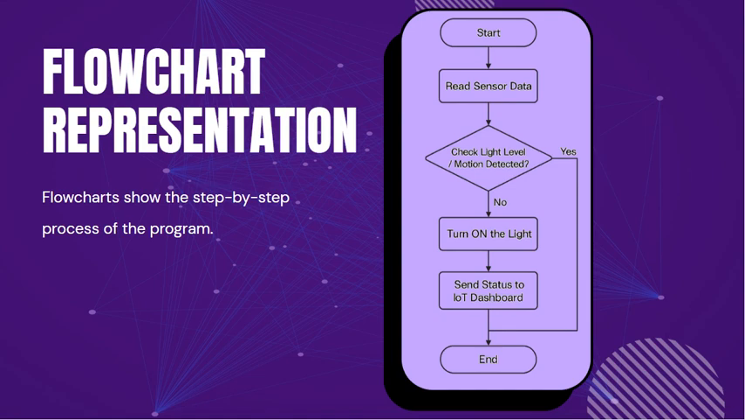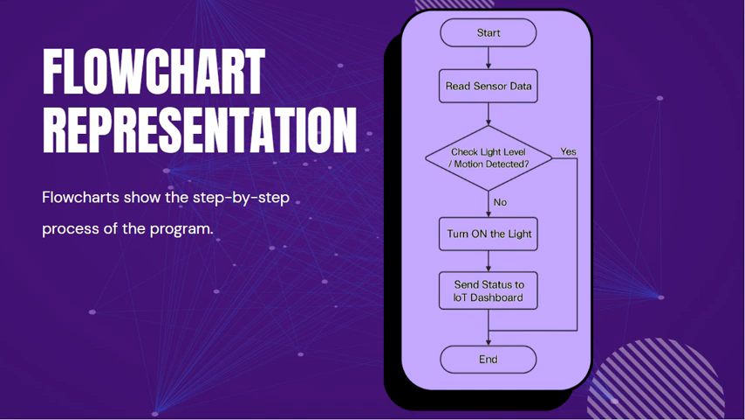So we have here start, read sensor data, check light level, motion detected. If yes, then it's okay. But if it's no, turn on the light, then send status to IoT dashboard and end. So a flowchart visually represents the sequence of steps in IoT programming, showcasing how data flows from sensors through the Arduino to trigger actions based on specific conditions.